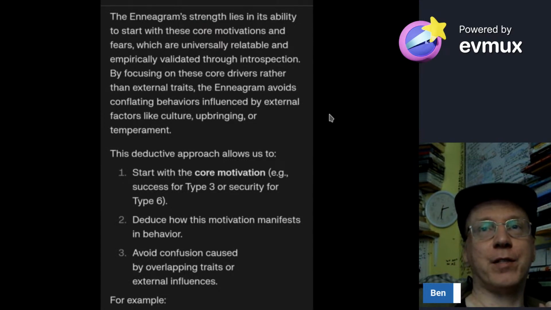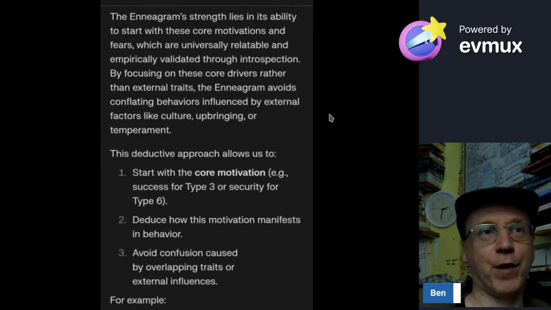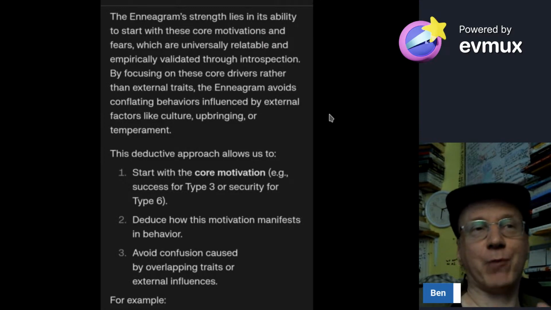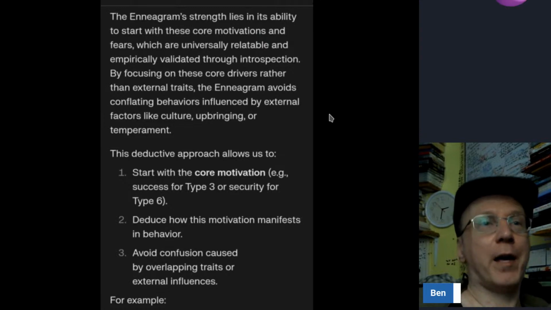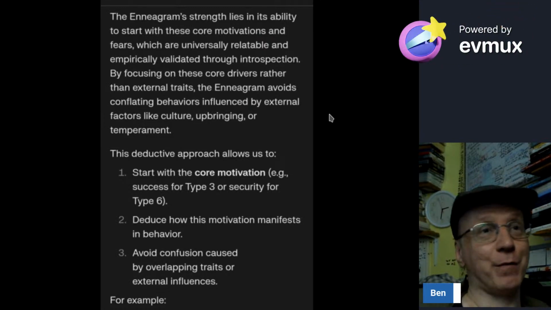The Enneagram's strength lies in its ability to start with these core motivations and fears, which are universally relatable and empirically validated through introspection. But you get people who just have weird stuff. So, for example, Naranjo. Because there's a counterphobic 6, he then thinks there must be a counter type for every other Enneagram type. Why must there be a counter type? Just because there's a counter type for the 6, why must there be a counter type for all the other Enneagrams? Why?